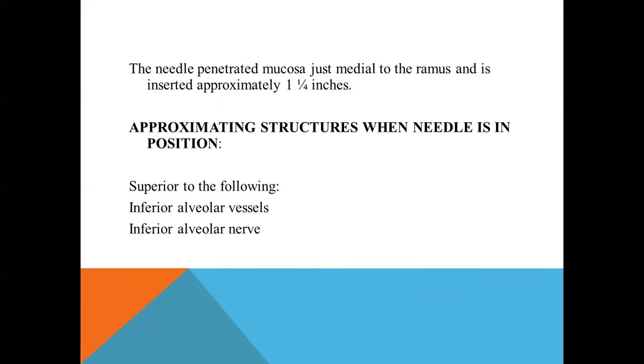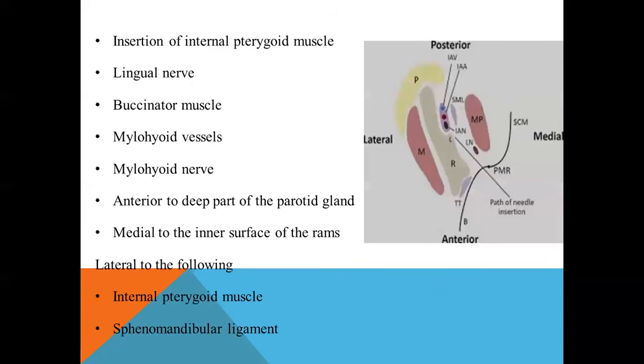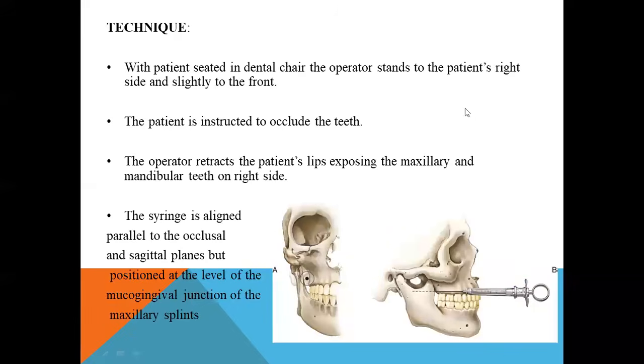Coming to the approximating structures when the needle is in position: the inferior alveolar vessels and nerve. This picture shows the inferior alveolar nerve, vessels, lingual nerve, buccinator muscle, mylohyoid muscle, mylohyoid nerve, and anterior to the deep part of the parotid gland, the medial surface of the ramus of the mandible, the internal pterygoid muscle, and the sphenomandibular ligament. So remember the picture, and how to give the closed mouth technique.